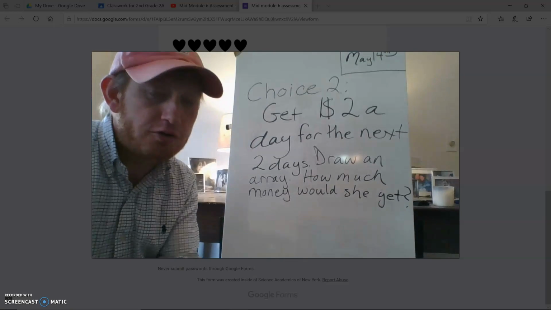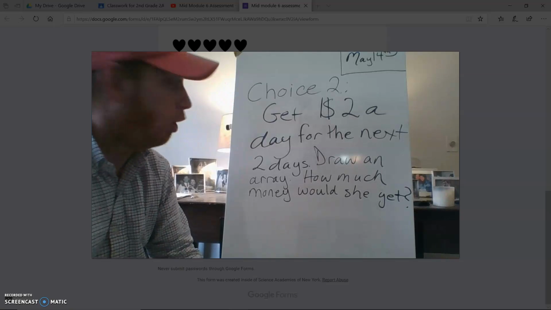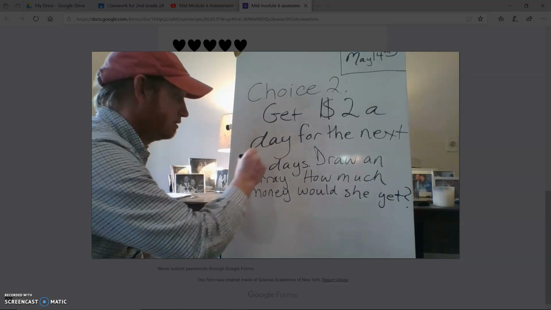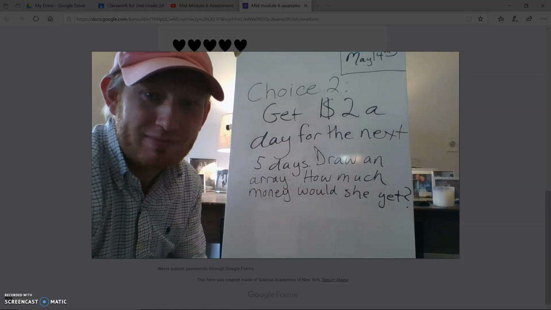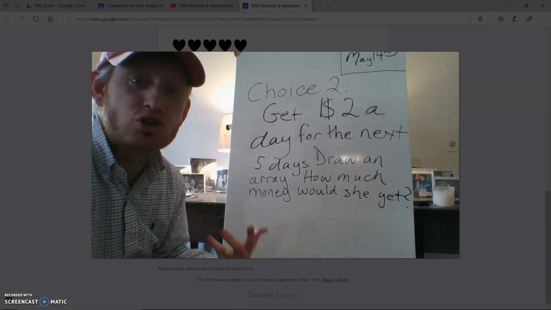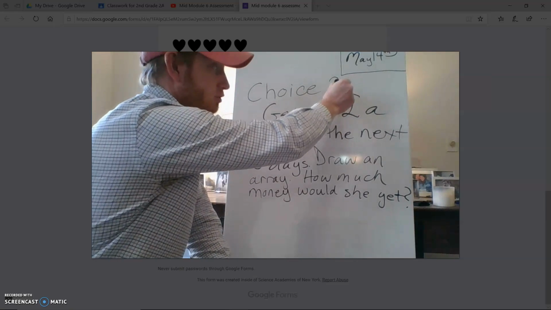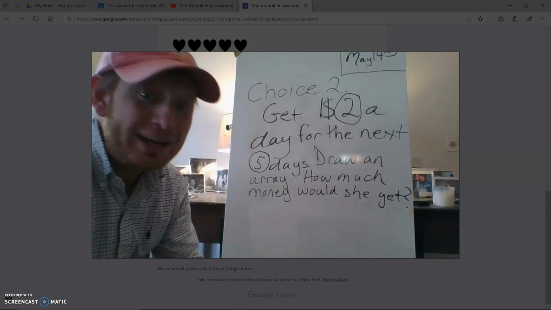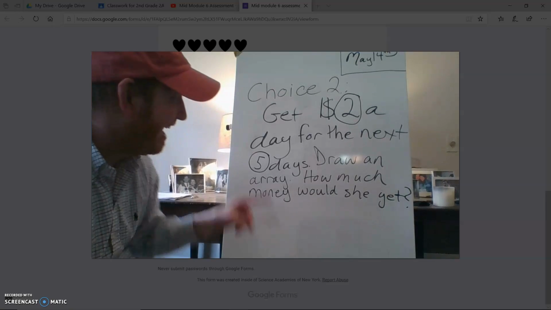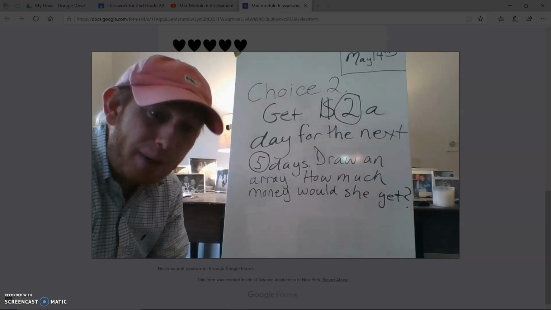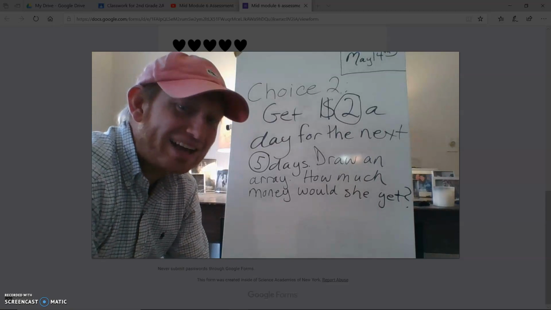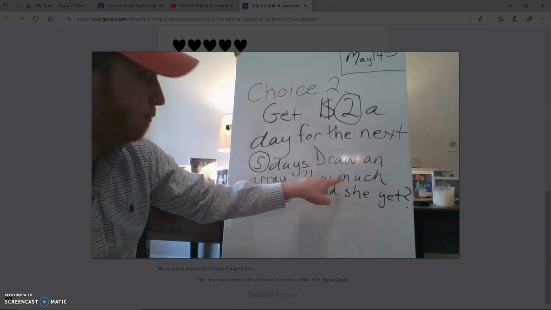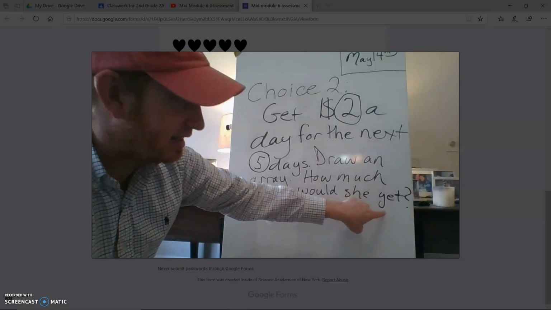So just like before, the first thing I'm going to do, oh, looks like I made a small mistake here. It's not 2 days. It's 5 days. So first thing I'm going to do is I'm going to circle my numbers. So I'm going to circle my 2, and I'm going to circle my 5. Because I know that when I'm doing a math word problem, any numbers I see are probably really important. Next, I'm going to underline the question. And the question is, how much money would she get?